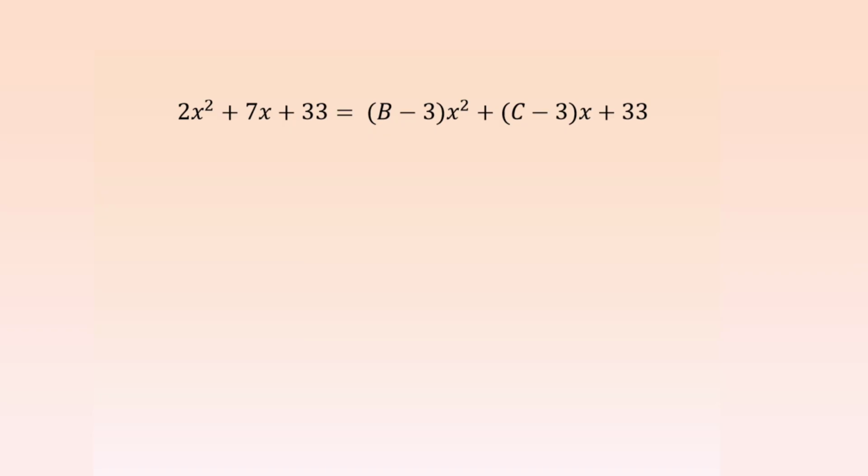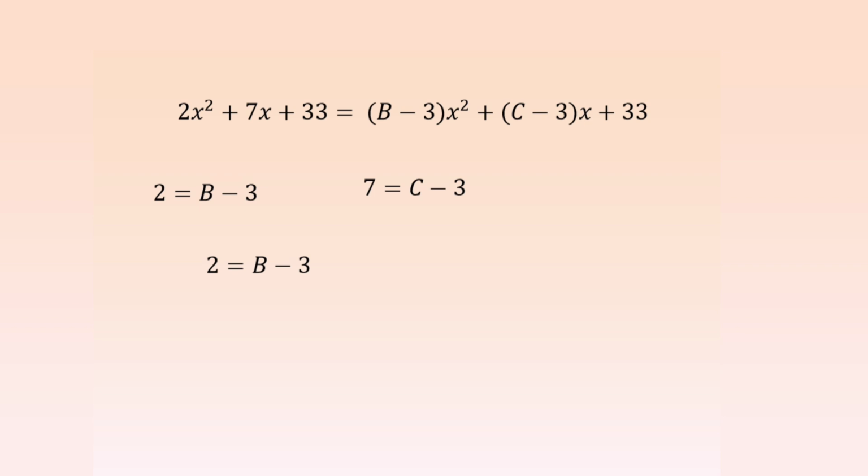Then we can pick b minus 3 to be equal to 2. If you look at the 7x on the left side and look at c minus 3 multiplying x, they also correspond. Then we can equate 7 to c minus 3. And if you look at the constant values, the 33 is the same. So we have 2 equal to b minus 3, and 7 equal to c minus 3.